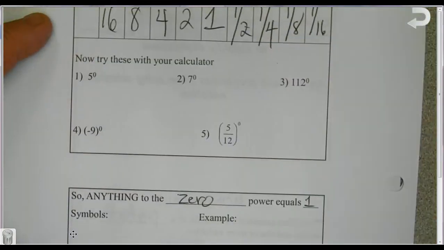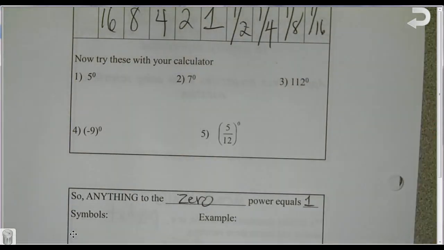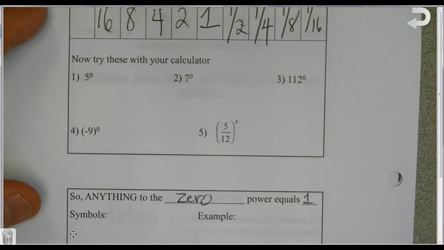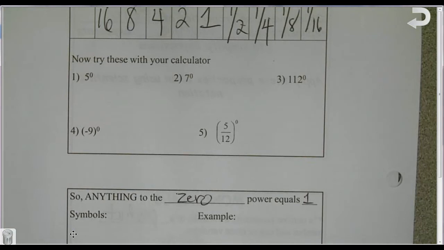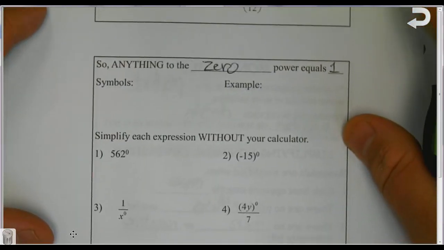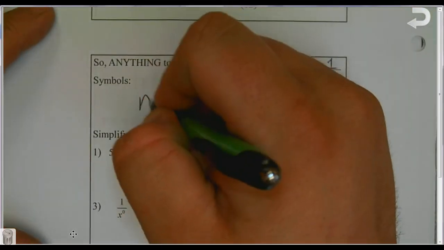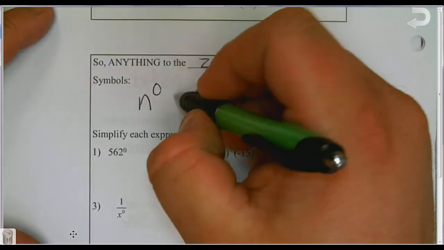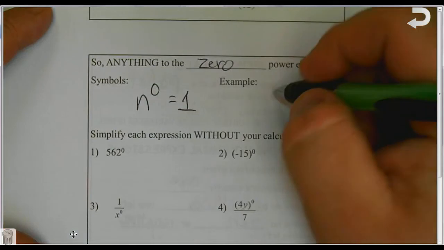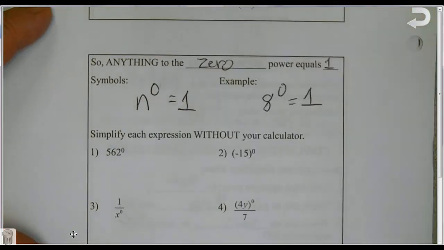You can try all these in your calculator, and every time you do them, you should get 1. So go ahead and pause the video, check those in your calculator, and make sure that they all equal 1, just so that we're on board with what we're trying to do. And again, now that you've unpaused it, the rule is any number to the 0 power is equal to 1. So for example, 8 to the 0 power is equal to 1.